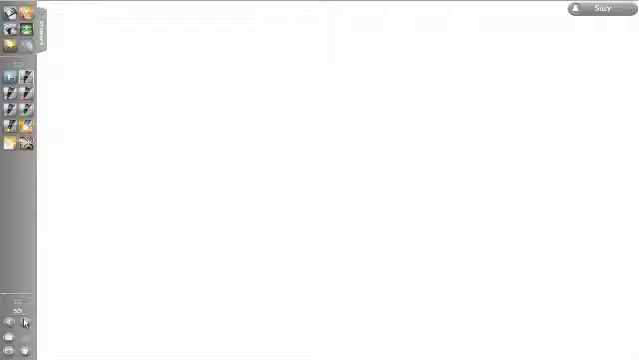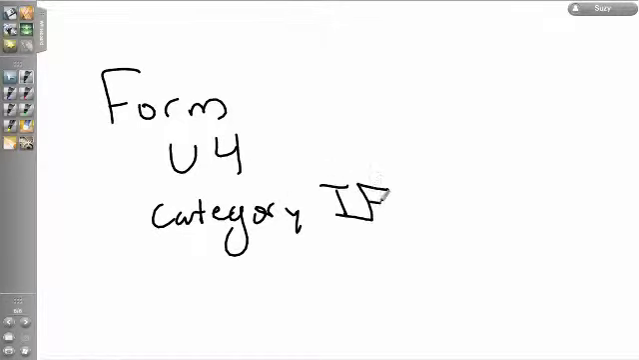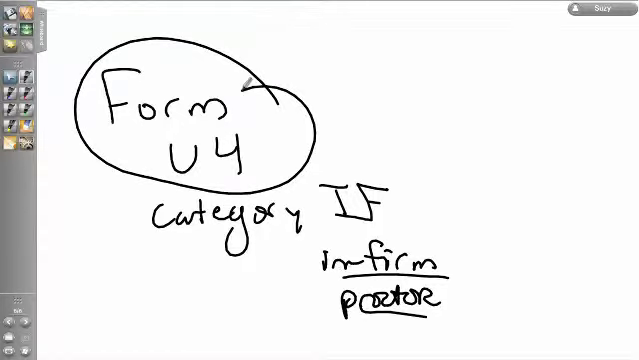So on Form U4, Category IF could be selected if someone was getting their Series 6 or 7. They could also be an in-firm proctor. Or this could be someone who is not taking a test at all, but they still do a U4 form, right? FINRA still wants to know who they are.